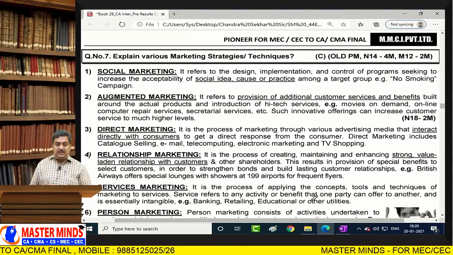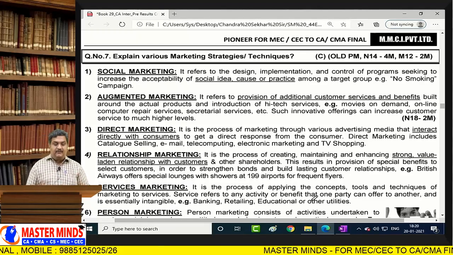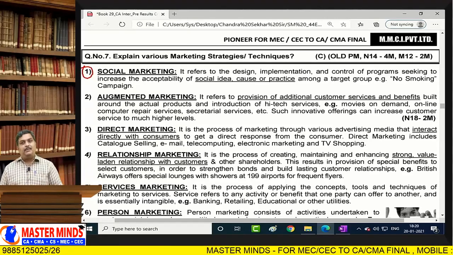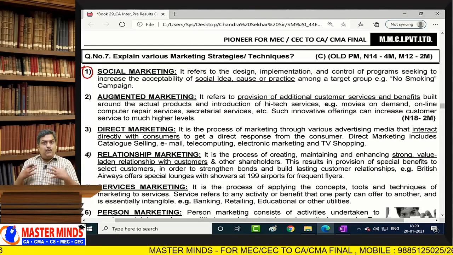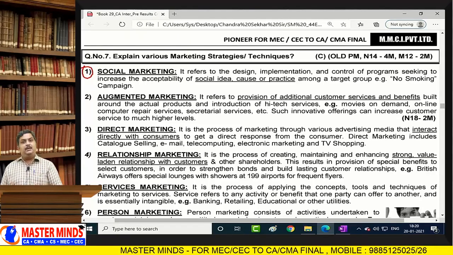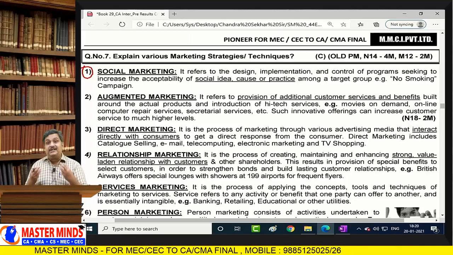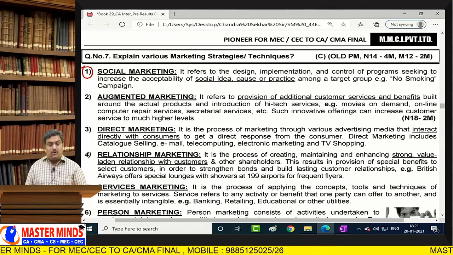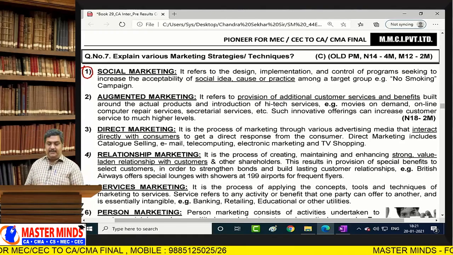Now let us focus on another important thing, various marketing strategies or techniques. The first one is social marketing. What do you mean by social marketing? If you observe in the world, there are many ways of marketing. People are marketed, places are marketed, goods are marketed, services are marketed. So what are the different techniques of marketing different things? All those techniques are covered in this particular question. The first one is social marketing.